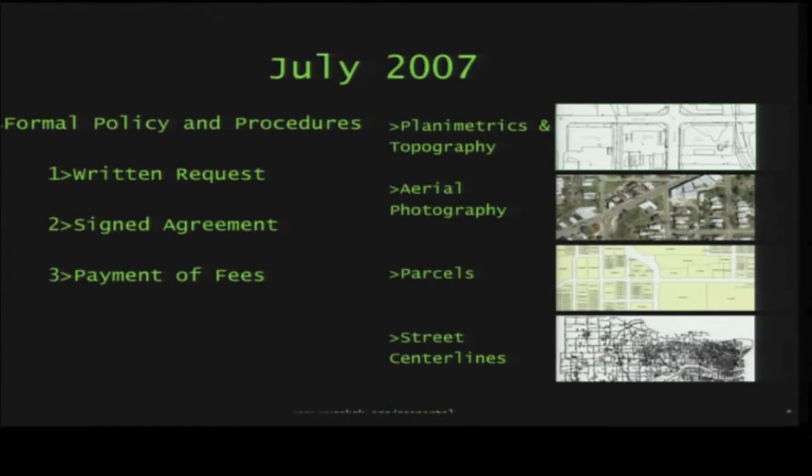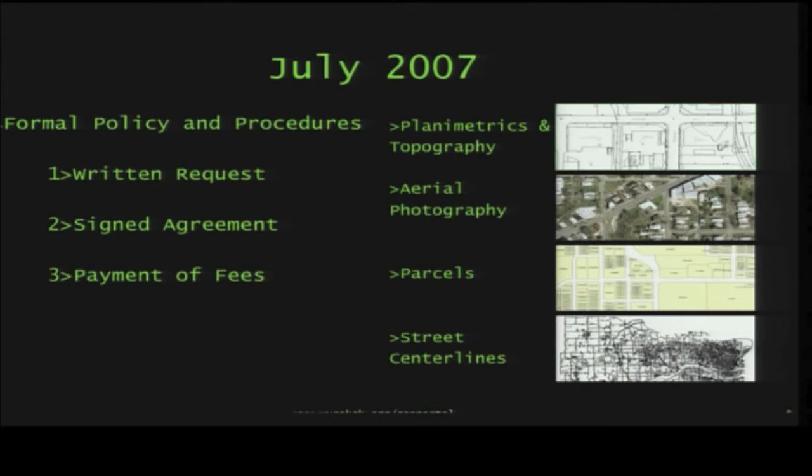We had all these questions, and finally, I took over the GIS department in October of 2006, and I had to have a way to distribute the data because I was getting 3 or 4 requests a month, and it was taking me on the order of 3 days and three people to distribute the data. So in July of 2007, we integrated some data distribution policies. They were formal policies that required a written request, a signed agreement, and payment of fees and things like that.